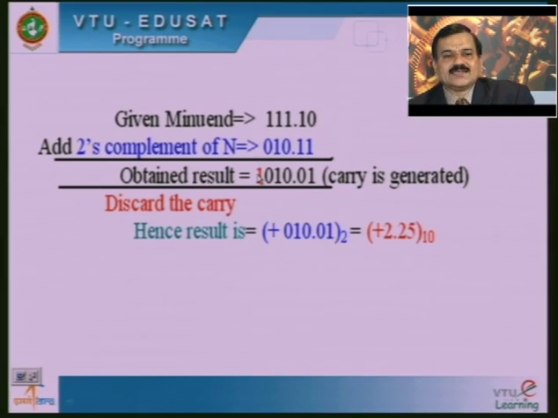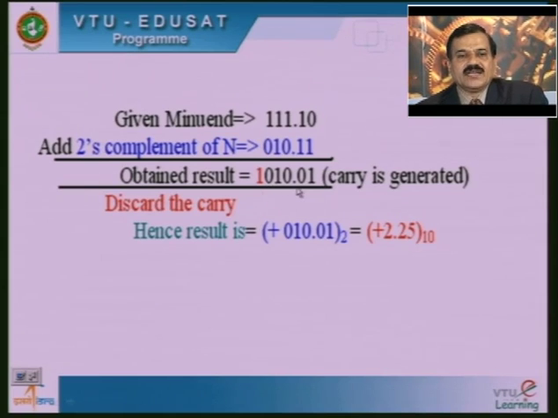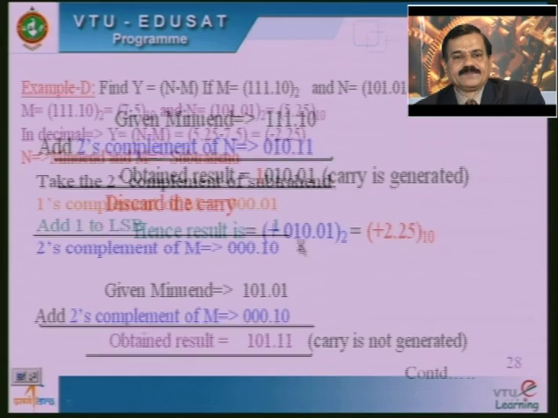So the carry is generated, then the carry is discarded and the remaining part of the result is read as the true value of the result. Once the carry is discarded, we have to add a positive sign. Hence the result obtained can be rewritten: the carry is discarded and replaced with a plus, and the remaining part is written as 010.01. That binary equivalent can be rewritten as plus 2.25 base 10, which is already verified.